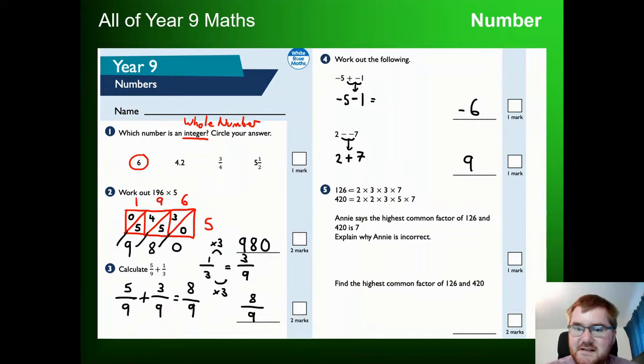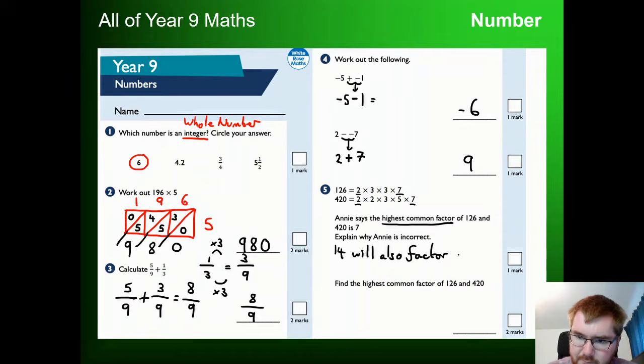So we've got 126 written as a product of prime factors, and he says the highest common factor of 126 and 420 is 7. Why is she incorrect? Well, they do share a 7, but they also share a 2 as well. So if they share a 7 and share a 2, then 14 will also be a factor of both, and 14 is greater than 7.